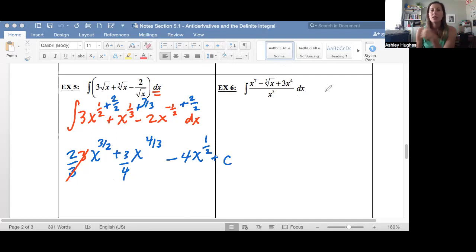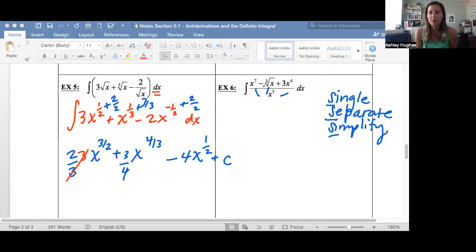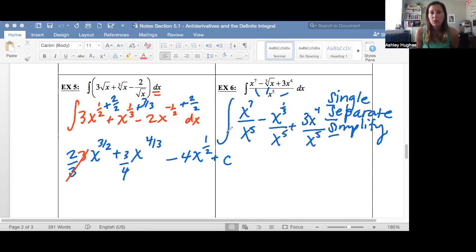So that's that one. This one, kind of my tip for helping remember, is if you have a single term on the bottom, you separate, and then you simplify. So all the s's: single, separate, simplify. So we're going to pull this apart, and they all are going to be over x to the 5th, because it's like you had a common denominator before you combined these. Now we're going to simplify. So we separate, we're going to simplify by subtracting. So that becomes x squared minus 1/3 minus 5.